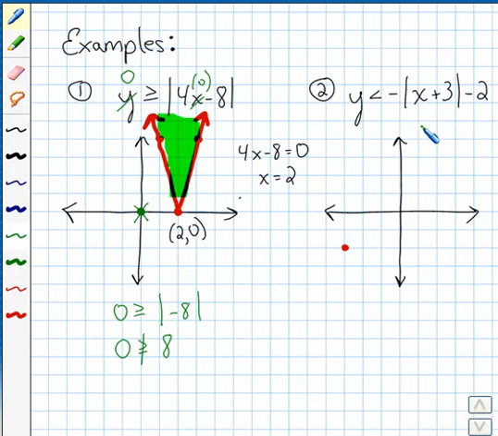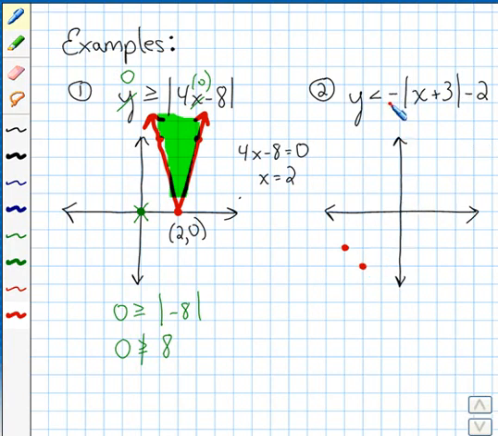Okay, so remember we want points on either side of the vertex, so I'm going to choose a point of negative 2. Negative 2 plus 3 is 1. Absolute value of 1 is 1. Opposite of 1 is negative 1. Minus 2 is negative 3.